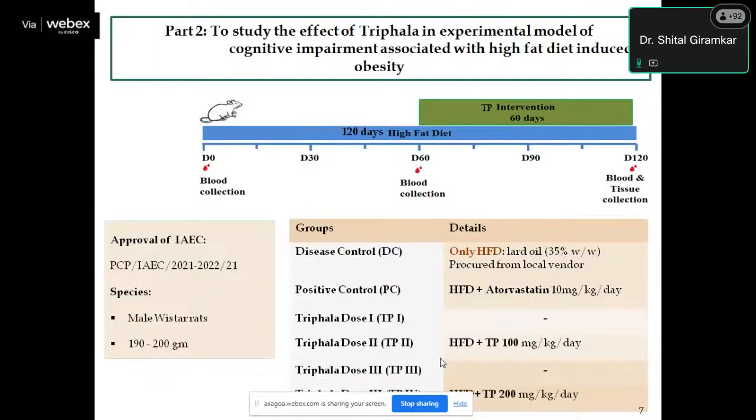In the second part, we changed our parameters of experimental design, where we gave the treatment to the animals for 60 days, and the high fat diet was given as in part 1, that is for 120 days. Here also two doses were taken for the experimental conditions, the middle dose of the earlier experiment and a higher dose than the middle dose, and for disease control only high fat diet was given. In case of positive control, we have used atorvastatin.